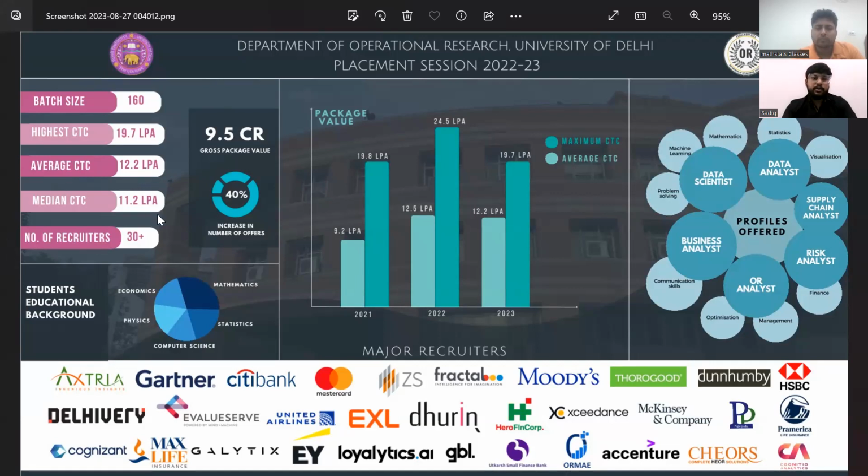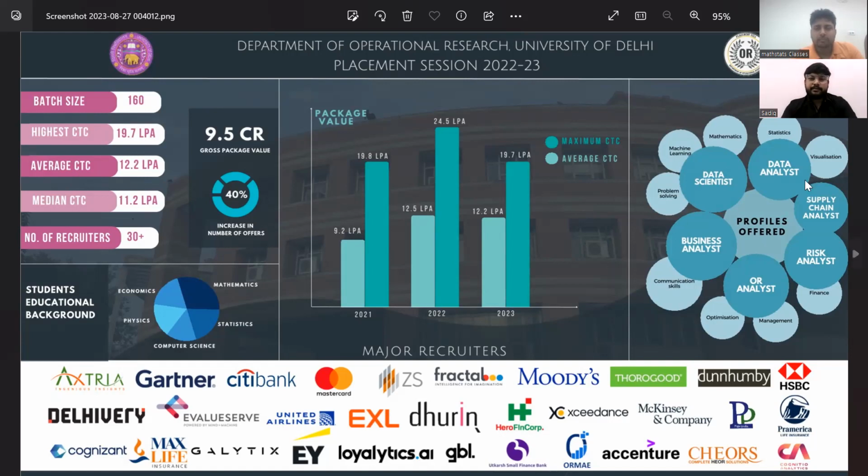If you compare with the IIMs, to take admission in some IIM, you have to clear the CAT examination, and then you will get into the IIMs and baby IIMs. The fees is around 12 to 15 lakh for the baby IIMs, and you will invest around 20 to 25 lakh for the 2 years. And here in the Department of OR, you are going to invest only 50,000, and you will get a package around 12 to 15 lakh, and the median is around 11 lakh. So ROI is really great.